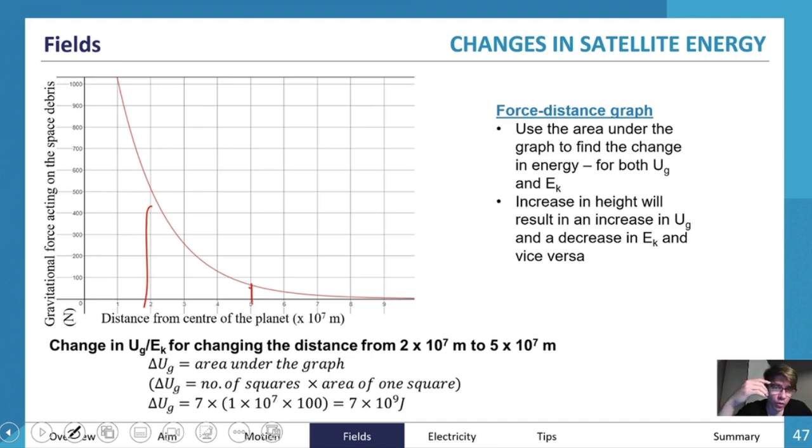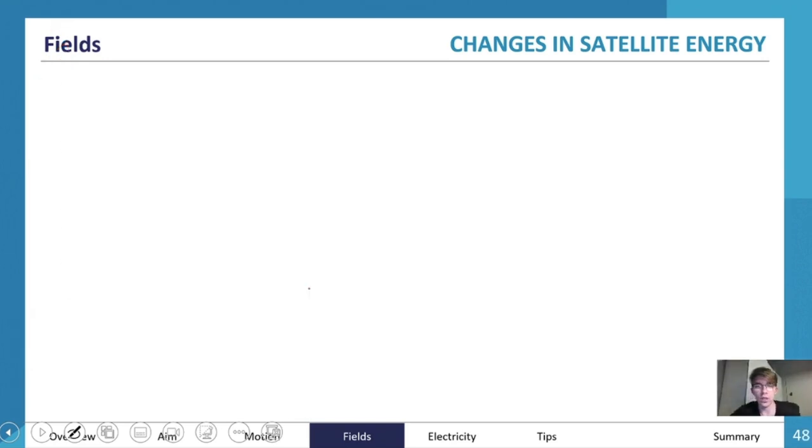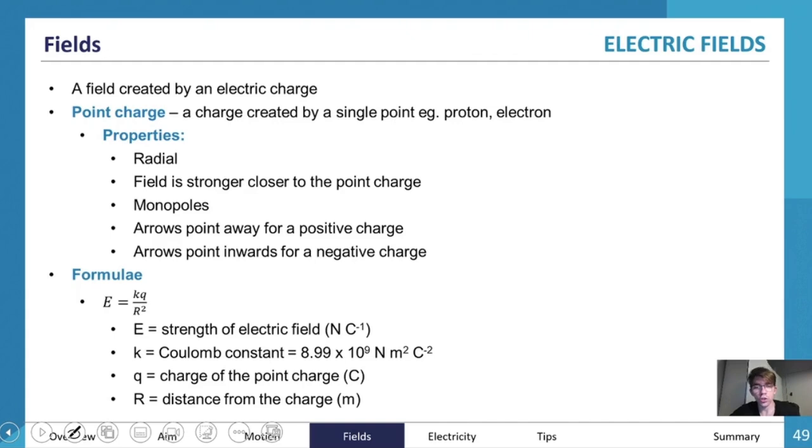Now, when we're analyzing a graph, you need to make sure the y-axis is force and not gravitational field strength. If it is just gravitational field strength against distance, then after you find the area, multiply it by the mass of the satellite. At the end of the day, make sure to also look carefully at the labels of the x-axis, because usually that's where students make a mistake.